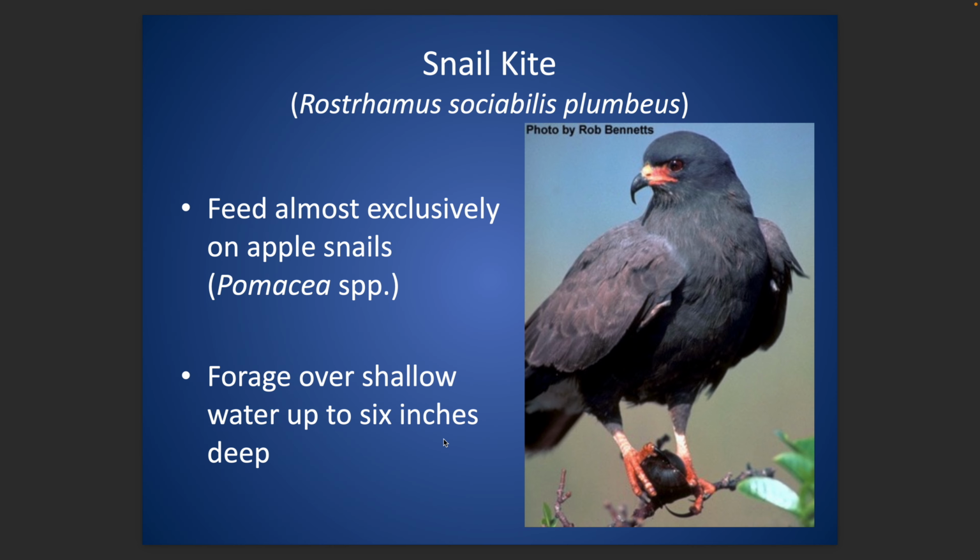So our case study here is the snail kite. They feed almost entirely on apple snails. And they catch those by foraging over shallow water up to 6 inches deep. So as you lose that water, or if you get too much water, they can't catch snails if the water is too deep.